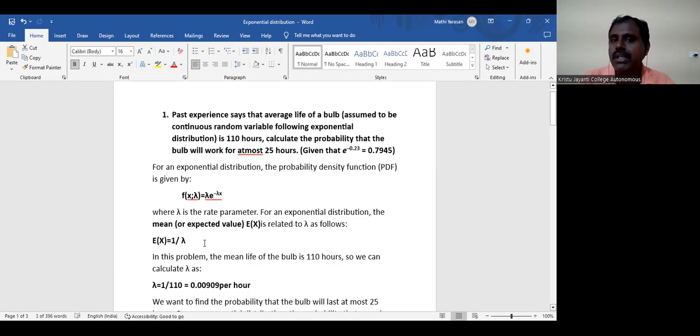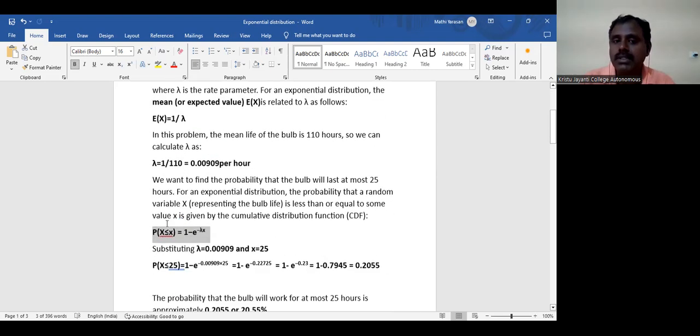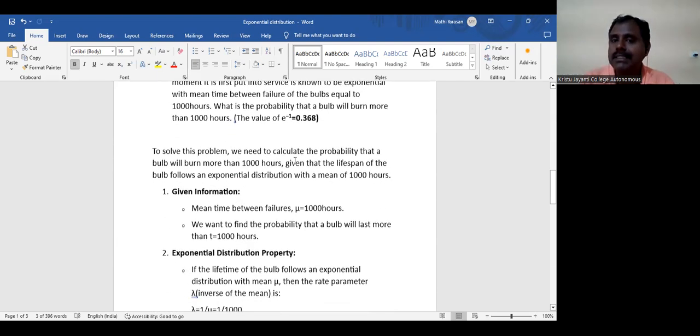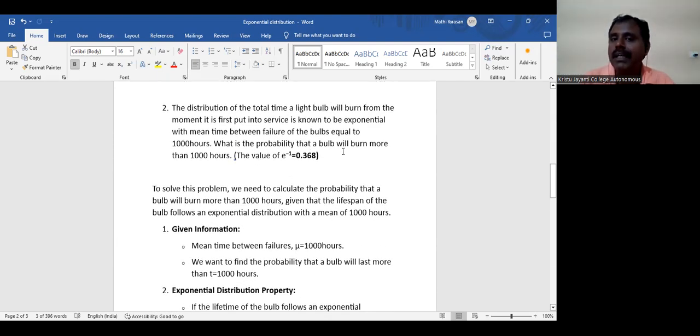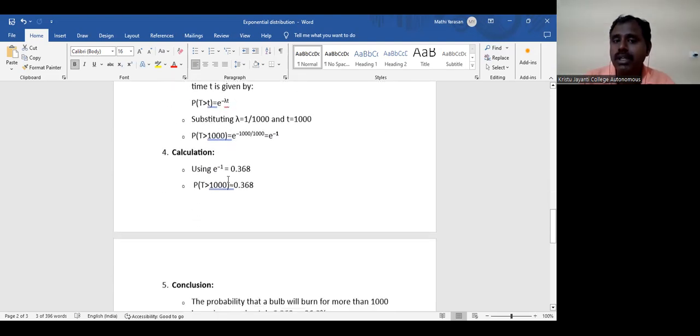What is the question they're asking? You have to go through it. In this question, they're asking the probability that the bulb will work for at most 25 hours. That means maximum 25 hours only it is going to work. So we used less than or equal to x, and you get the formula 1 minus e to the power minus lambda x. But in the second question they ask, what is the probability that a bulb will burn more than 1000 hours? For more than 1000 hours, you use the formula P of t greater than or equal to t. Here the 1 minus will not come, only e to the power minus lambda t. Is it clear?